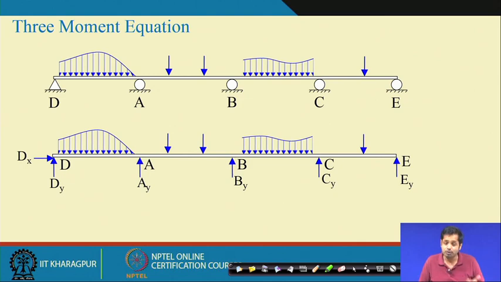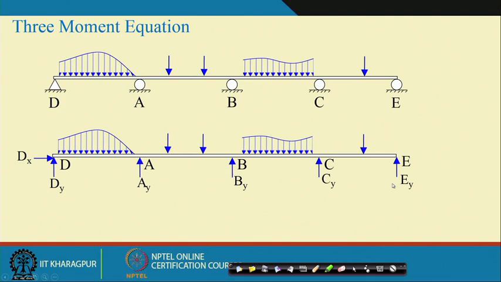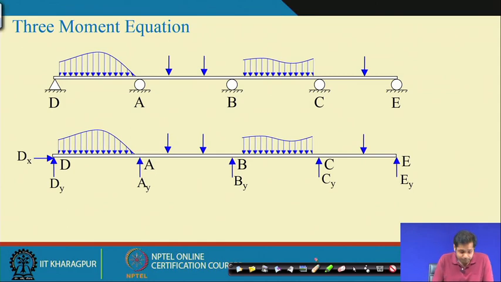We demonstrated the concept by taking a reaction as the redundant force, but not necessarily do we always have to take the vertical reaction as the redundant force. For instance, in the 3-moment equation, instead of the reactions B y, C y, E y, the moments at various joints are taken as redundant. Now, in this structure the static indeterminacy is 3. So, redundant forces have to be 3.